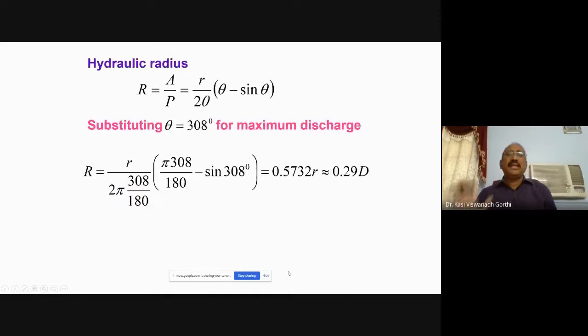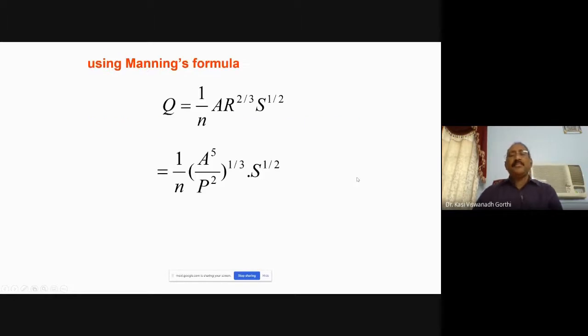using Chezy's formula. The corresponding hydraulic radius R would be A by P, that is, R square by 2 into (theta minus sin theta) divided by R theta. R gets cancelled in the denominator and numerator, so you have R by 2 theta into (theta minus sin theta). Substitute theta equal to 308 degrees, converting to radians as pi by 180 into 308, and the value of the hydraulic radius is 0.29 times the diameter.